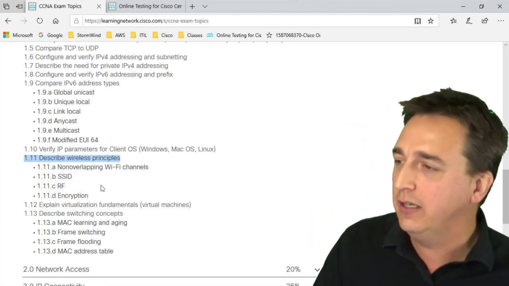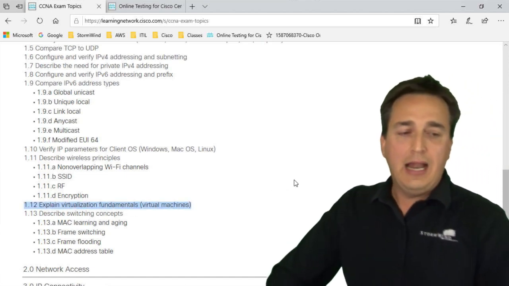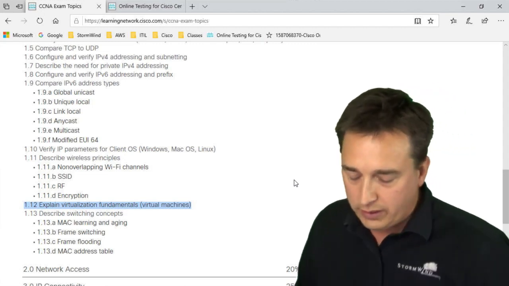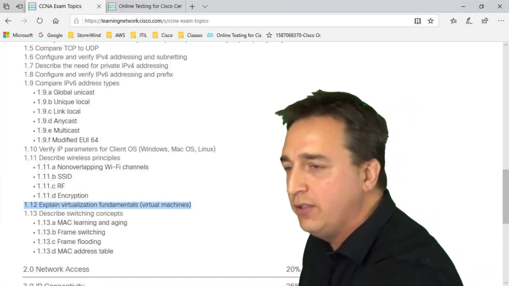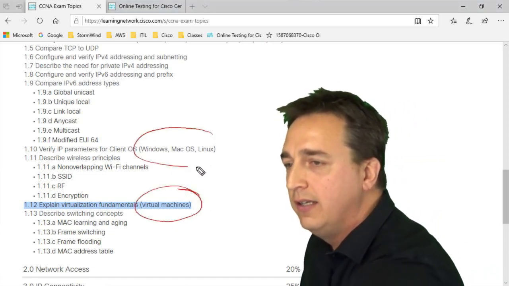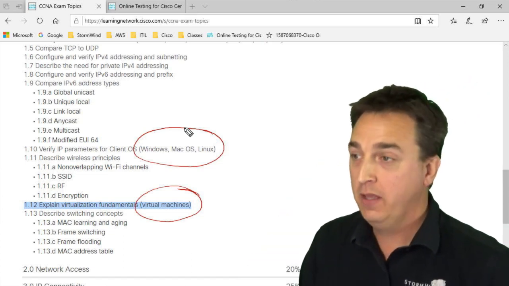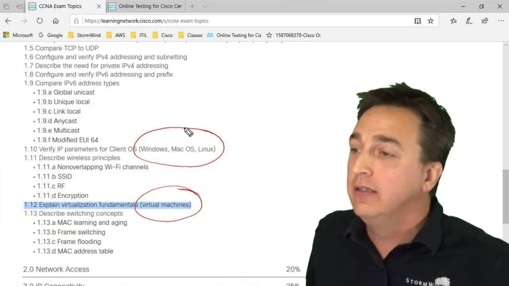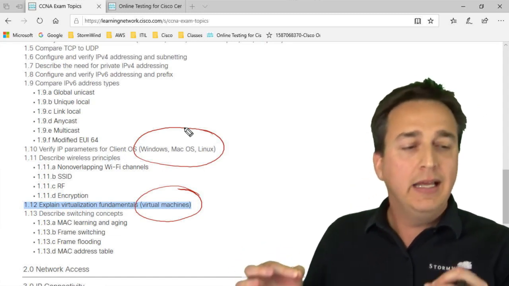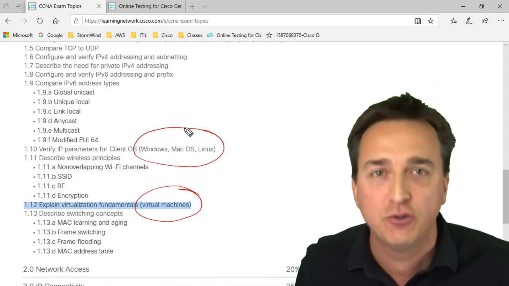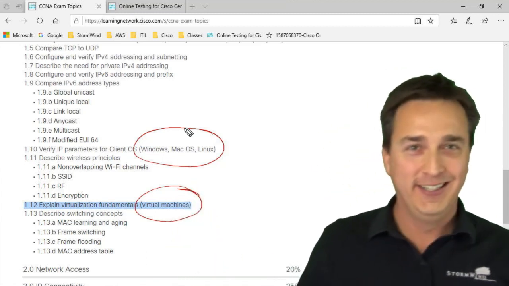Our last topic here in section number 1 is virtual machines. Something I've become accustomed to over the years with all of Cisco's exam objectives is that anytime they give you something in brackets, it means you only have to focus on that. So up here, when you look at 1.10, verify IP parameters for Windows, Mac, and Linux. Awesome. Does that mean I have to worry about Android? No. Does that mean I have to worry about iOS on iPhones? No.